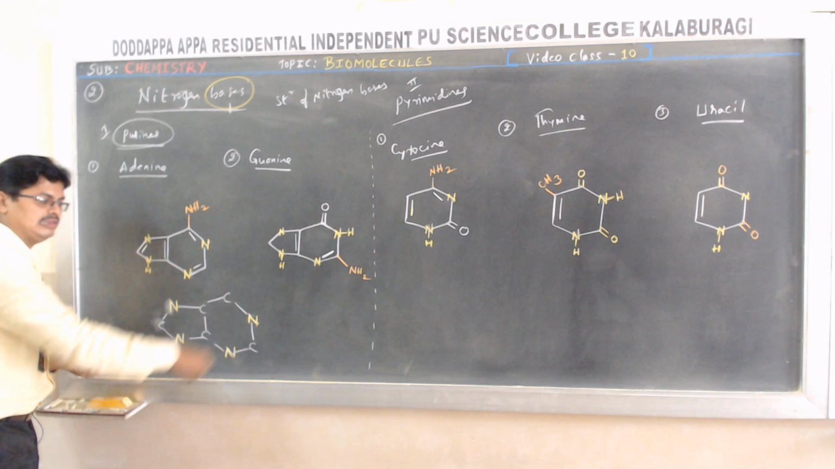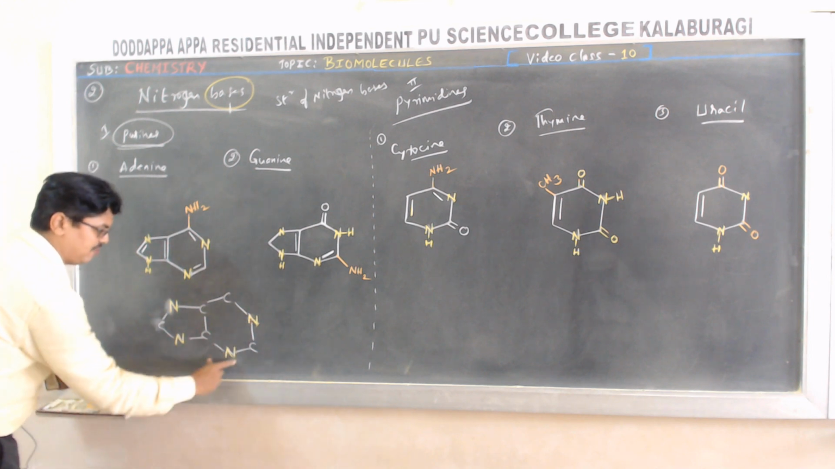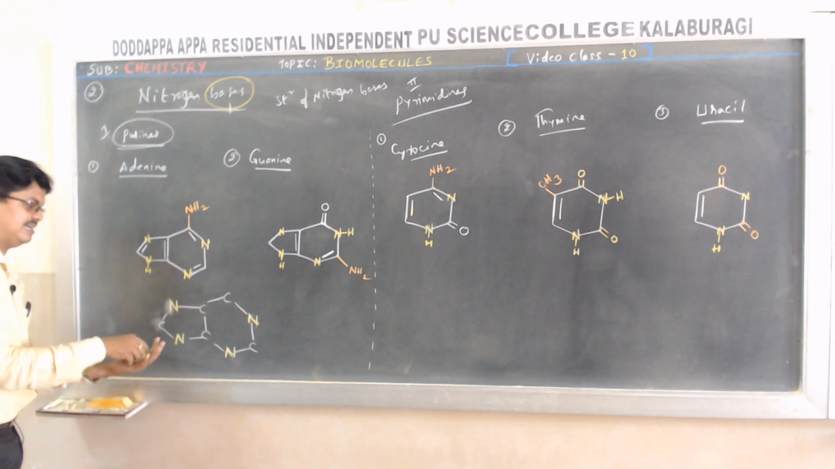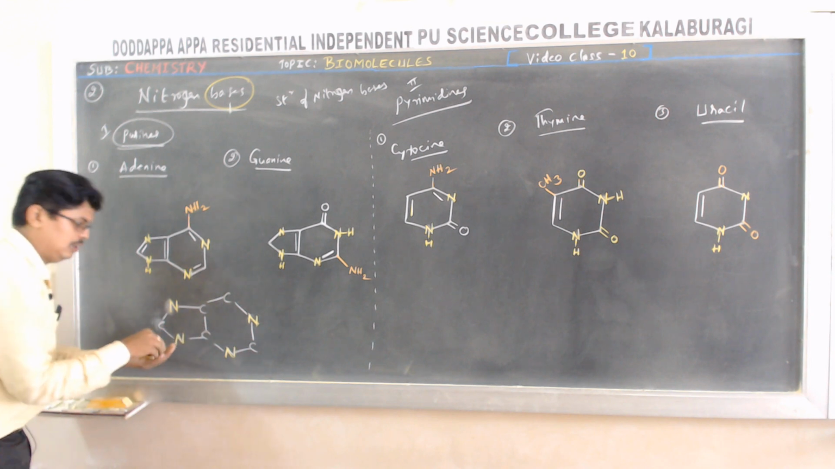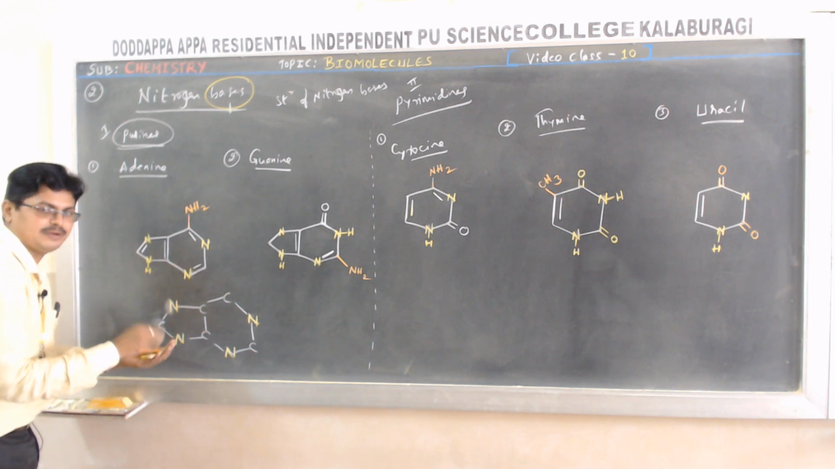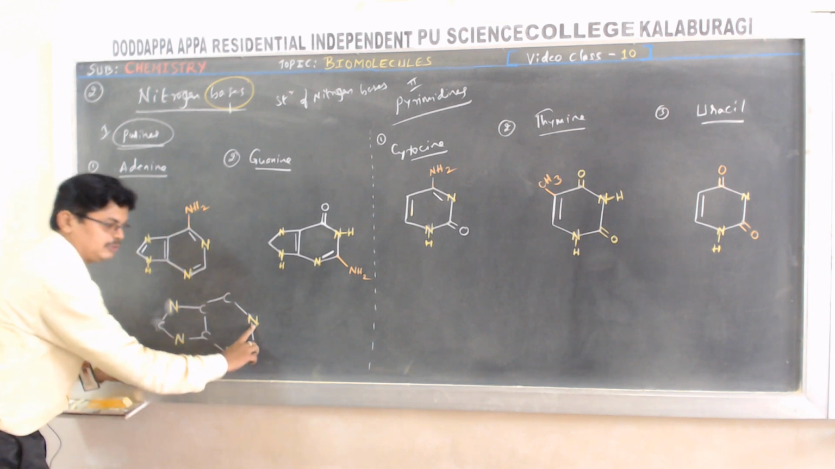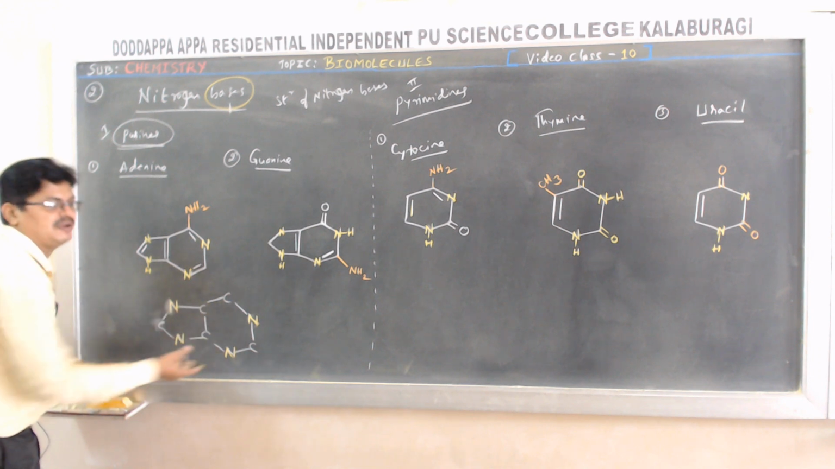In a ring, not all the atoms are carbon. It consists of nitrogen. Different groups are there, so it is heterocyclic. What is the valency of carbon? 4. What is the valency of nitrogen? 3. Keep on satisfying that one.